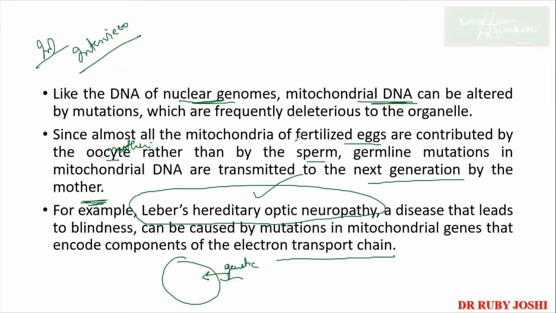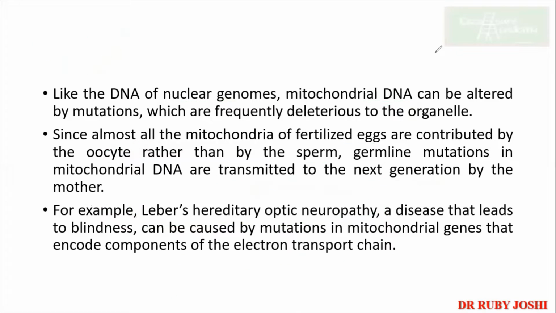Ma'am, does it just cause blindness? Because if there's a problem with the electron transport chain, it should be affecting the whole organ or the whole person, right? Sorry, can you repeat your question? Leber's hereditary optic neuropathy is a disease that leads to blindness. So if the electron transport chain is the problem, then it should be affecting all of the cells, right? Instead of just causing blindness.